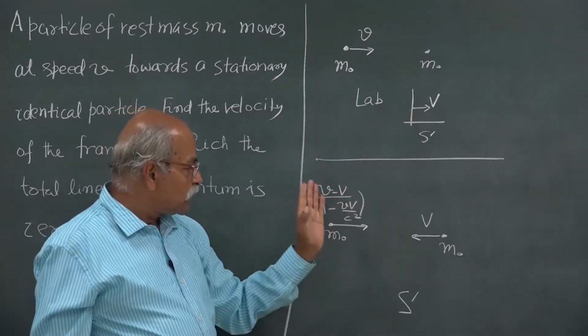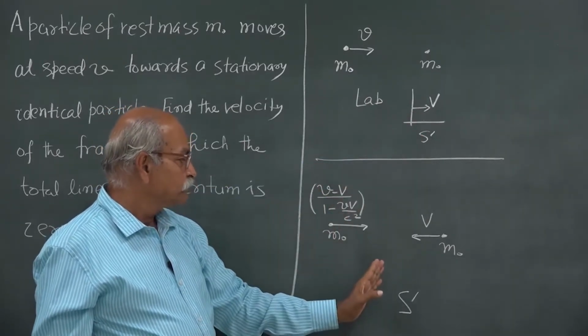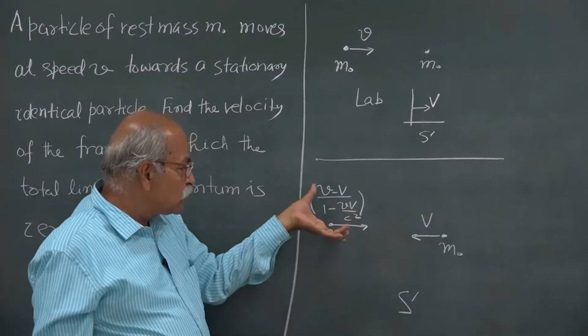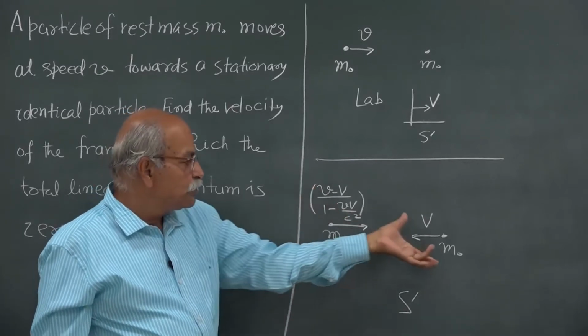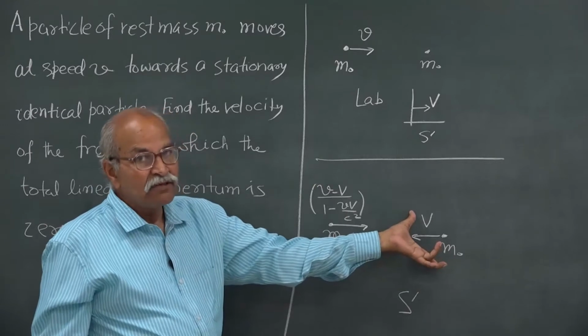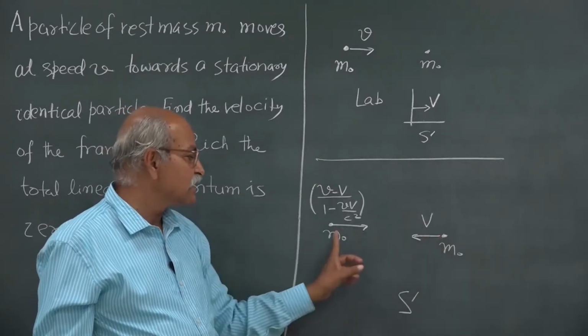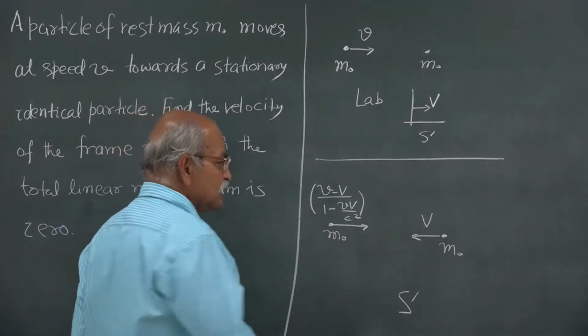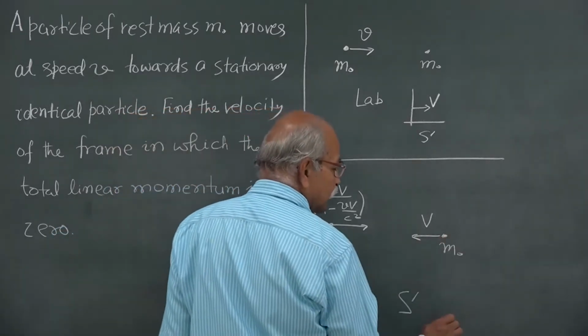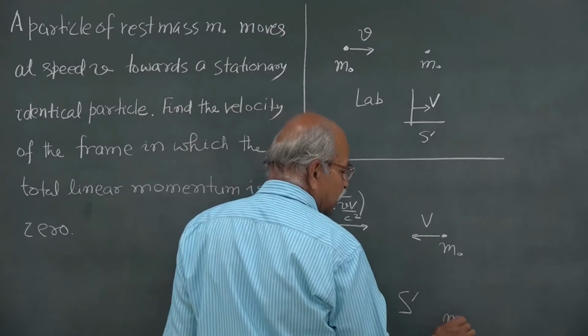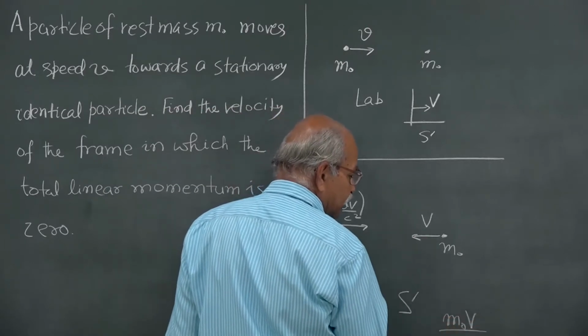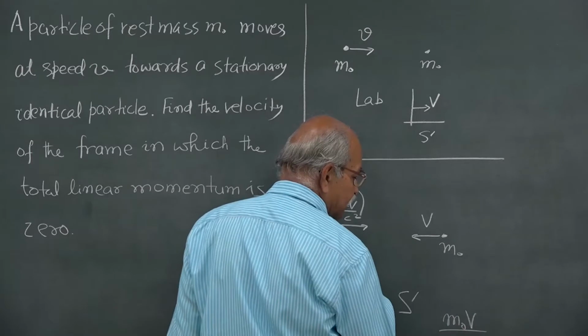And if the total linear momentum is 0, then the magnitude of this linear momentum should be equal to the magnitude of this linear momentum. And since the rest masses are same and linear momentum is given by, let us say for this particle, m naught times capital V divided by square root of 1 minus V square by c square.